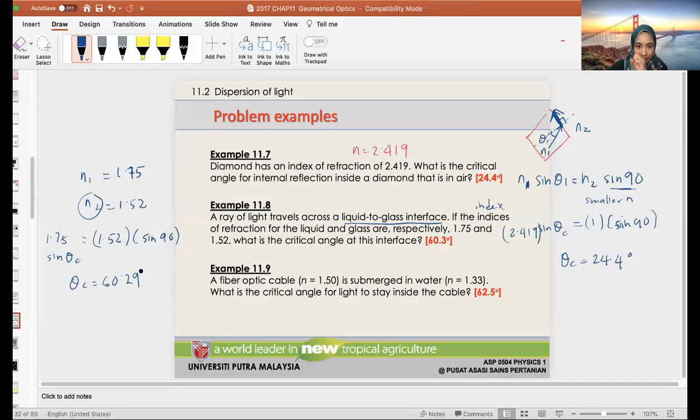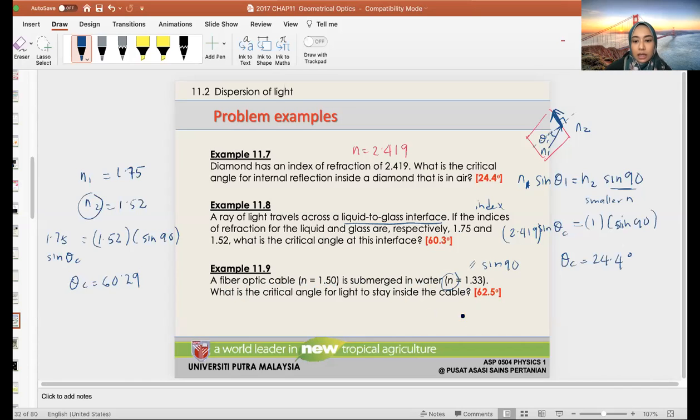Again, emphasizing the smaller n will get the sine 90 in the equation. Always. Next one, a fiber optic cable with n equals 1.5 is submerged in water with a smaller n equals 1.33. This guy gets the sine 90. What is the critical angle?